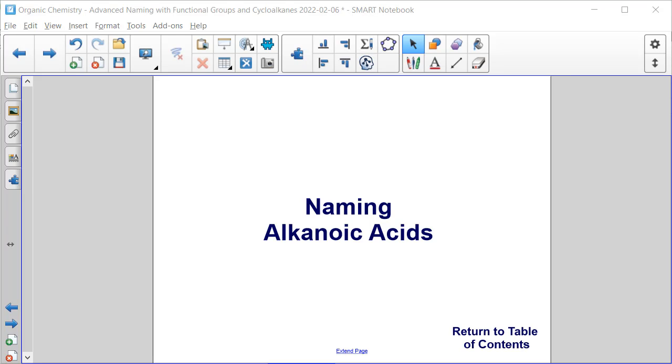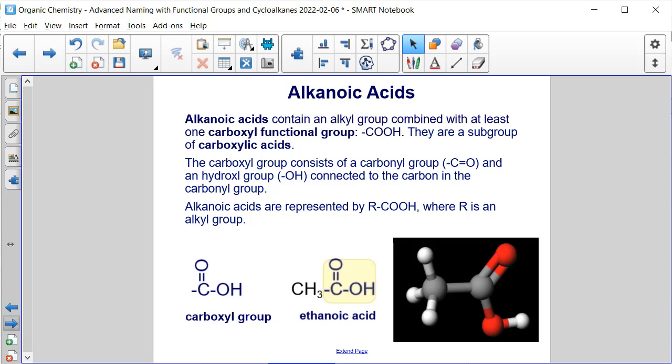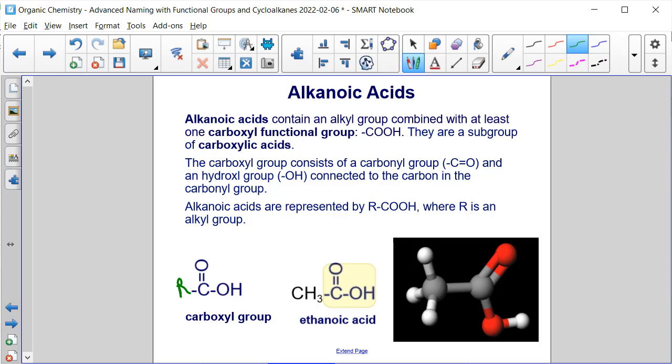All right, in this section, we're going to talk about naming alkanoic acids, another functional group. Alkanoic acids contain an alkyl group combined with at least one carboxyl functional group. And the carboxyl group looks like what you see here, C double bond O to that same C single bond OH. So this is a carboxyl group, and it would be bonded to some alkyl group here. So sometimes you might see an R group here, okay?